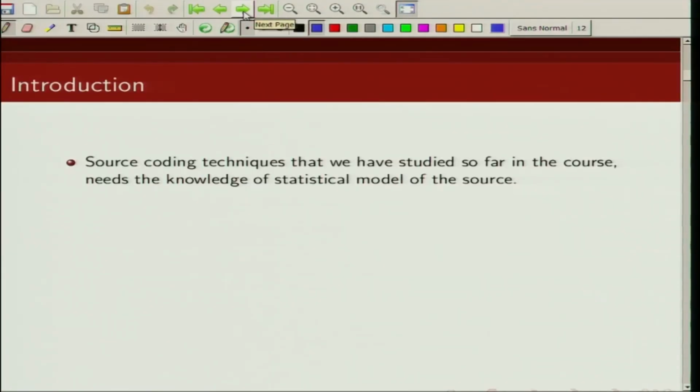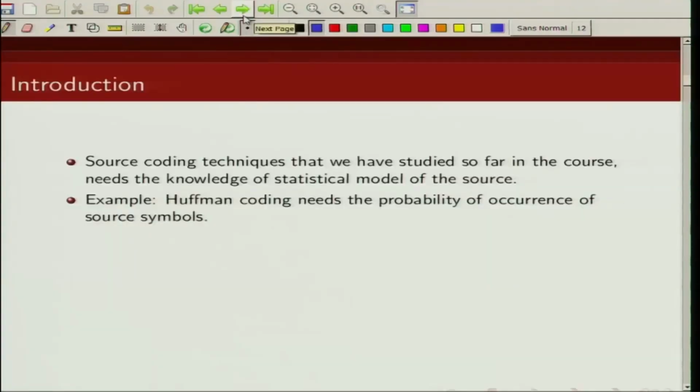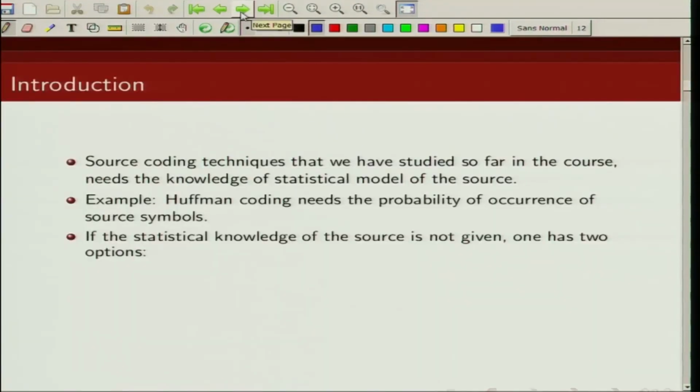As I mentioned, the source compression algorithms that we have talked about so far, take Huffman coding, Tunstall coding, Shannon-Fano codes, they all require a priori knowledge about the source distribution. If you do not have that knowledge, you cannot do source compression optimally. In many cases we do not have that information available. So what if you do not have that information available to us?